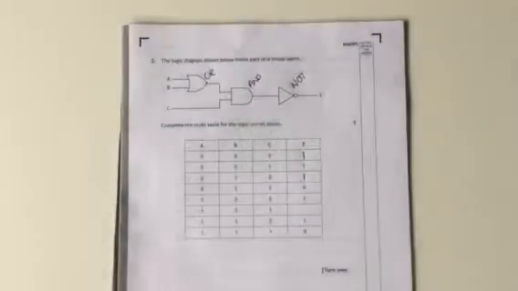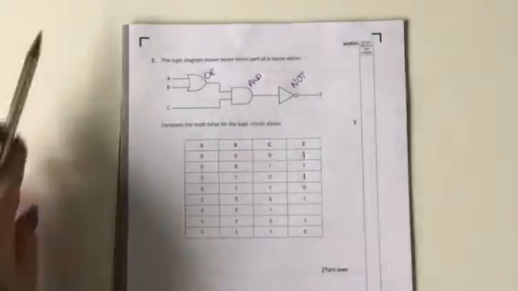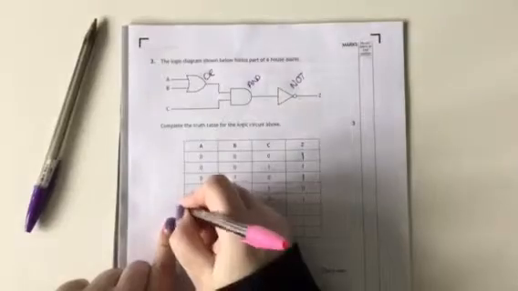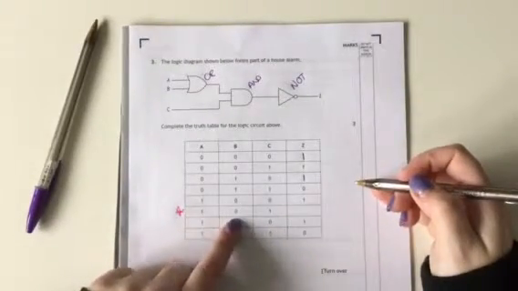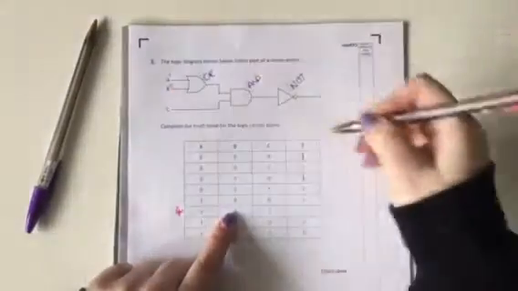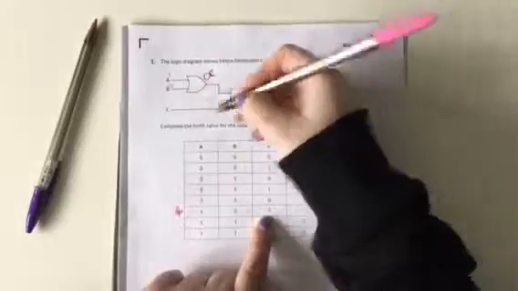Okay, if you find it easier, what you might want to do is you might want to take note of what's what. So for example, for this one here, for the third from the bottom, we've got A is 1, B is 0. So we've got A is 1, B is 0. And we've got C as 1 here.